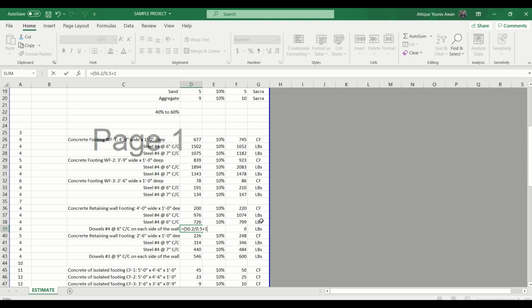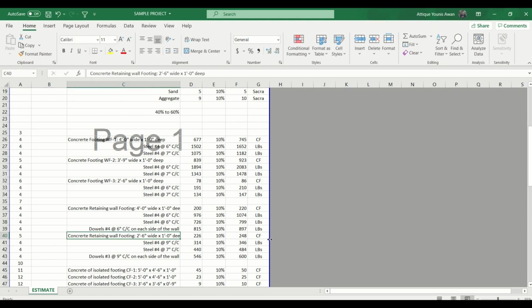One bar will be going to be added. Length of one dowel is 5 feet, and this is number 4, so this is 0.67, and 1.2 is the wastage factor. So this is the whole calculation for one face of the wall, while we are going to multiply it with 2 to get the complete tonnage, actually pounds of the dowel in this retaining wall footing.